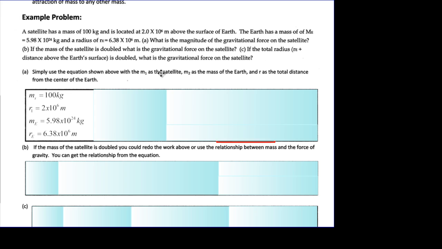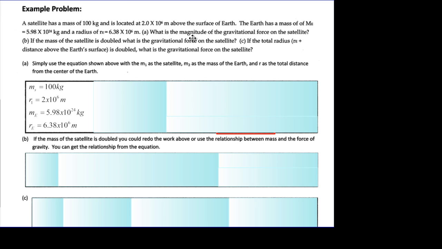So part A, what is the magnitude of the gravitational force on the satellite? This word magnitude, remember, it's just find the numerical value and don't worry about the direction, right? The direction is going to be towards Earth. So what is the magnitude of the gravitational force on the satellite? Well, it's pretty easy. You're going to use the equation. Notice that instead of m1 and m2, I put in what we're using here. So our 2 objects are the satellite and the Earth.